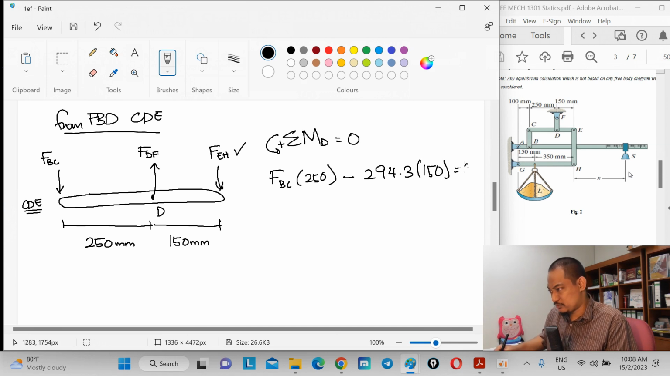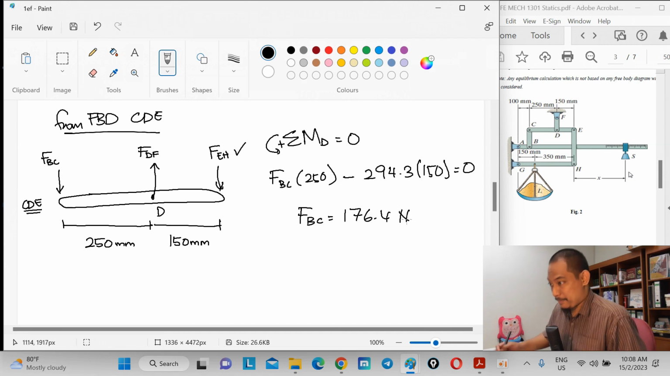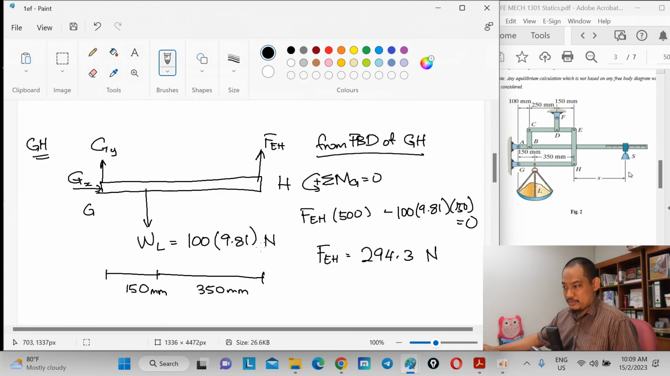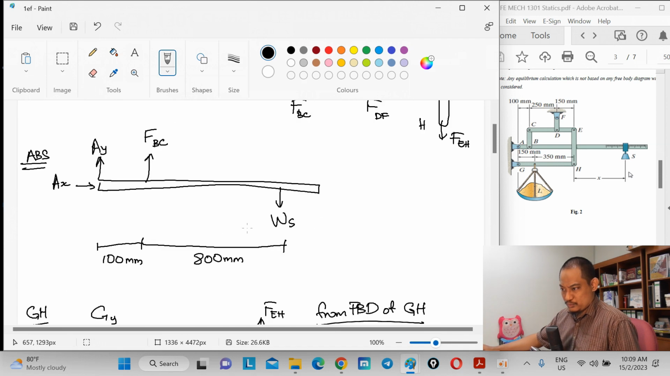It equals 0. My eyes are already so tired. The whole body becomes sleepy. Okay, so FBC equal to 176.4 Newton.